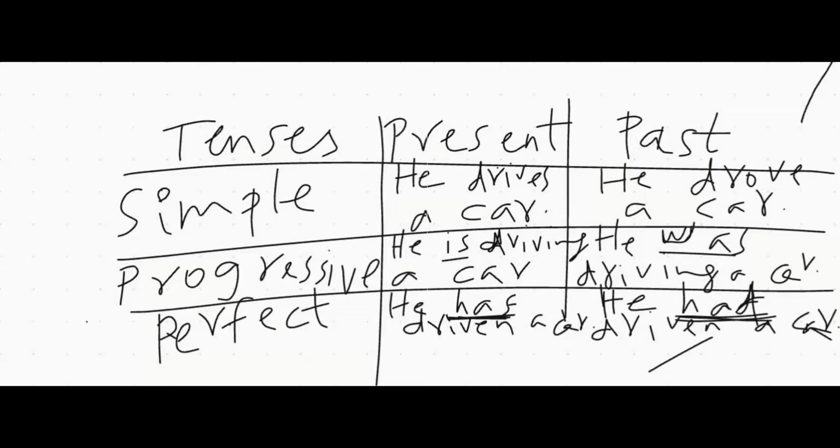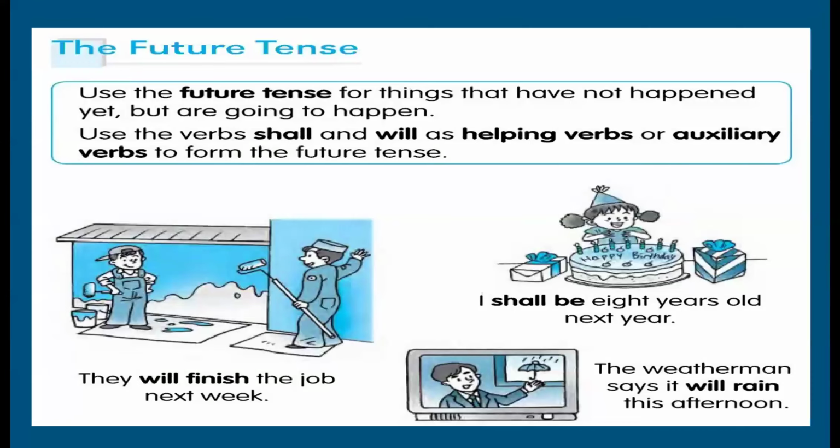Clear? Yes, ma'am. If you want to take a screenshot, take a screenshot. But don't worry, I'll give you the table also once we complete the tenses. Should I clear the whiteboard? Yes, ma'am. I'll stop sharing the screen. Now we will start with the future tense.